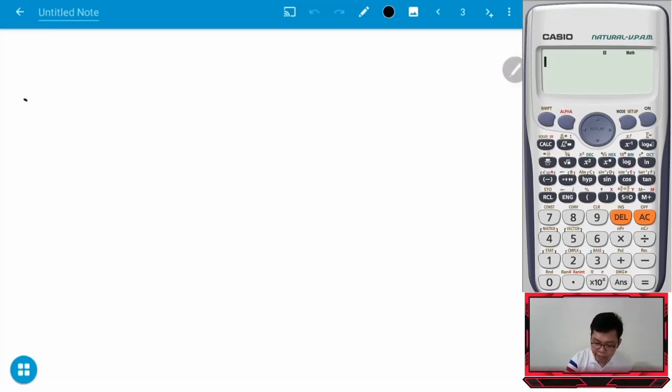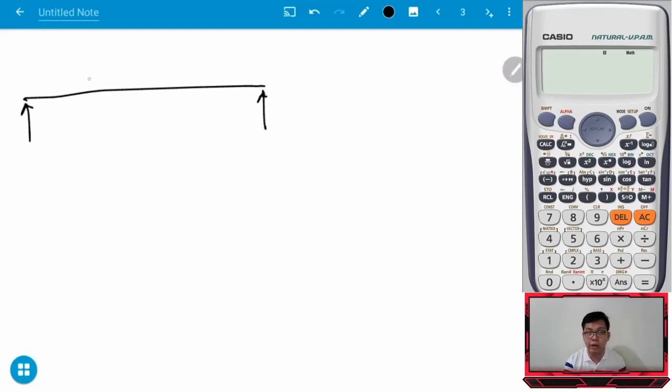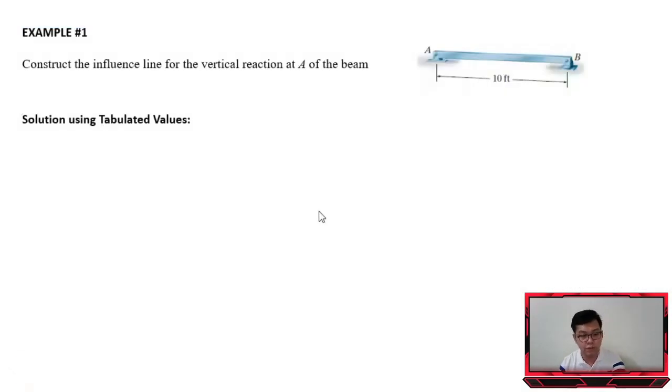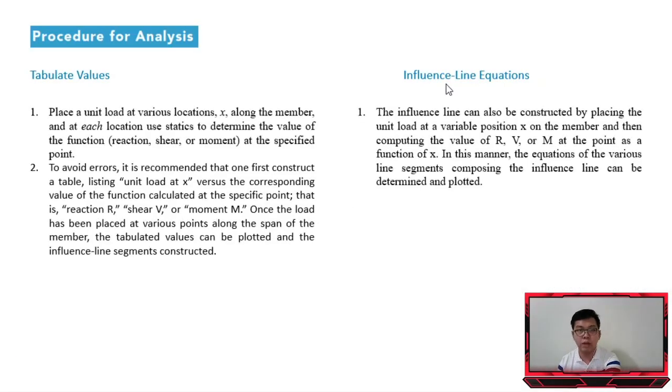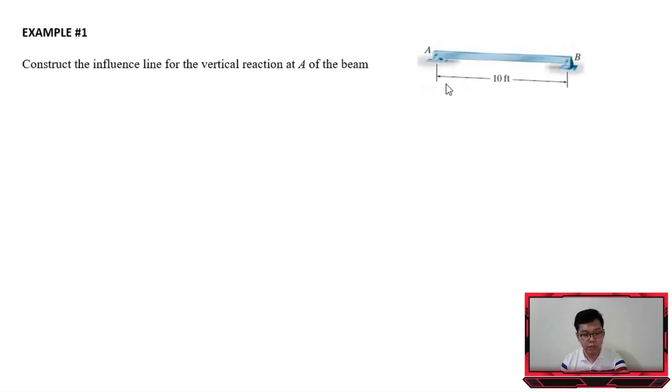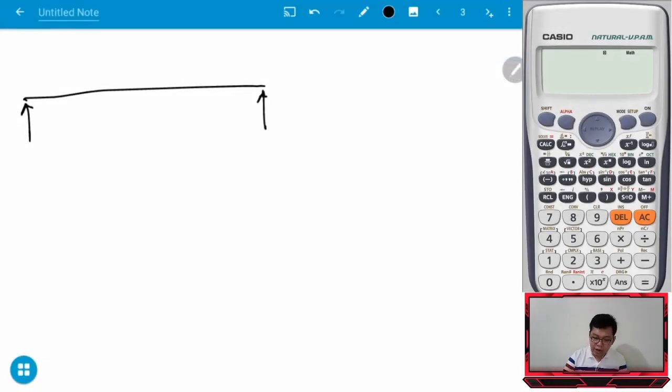So I'll solve the same beam, guys, but this time I'll use what is called the influence line equations. Is that what it was called earlier? Yes, influence line equations. Now, unlike our previous method at specific points, here in the influence line method you will consider a variable point or variable distance, but still with respect to A.